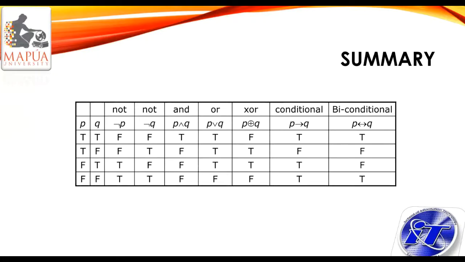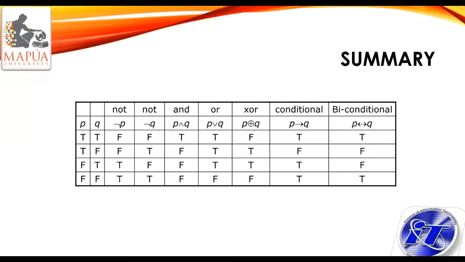So as a summary, negation flips from true to false, and false to true. While for conjunction, as long as there is a false proposition, the statement is false. While for OR, as long as there is a true proposition, the statement is true. While for XOR, the statement will be true if one of the propositions is true, but not both.